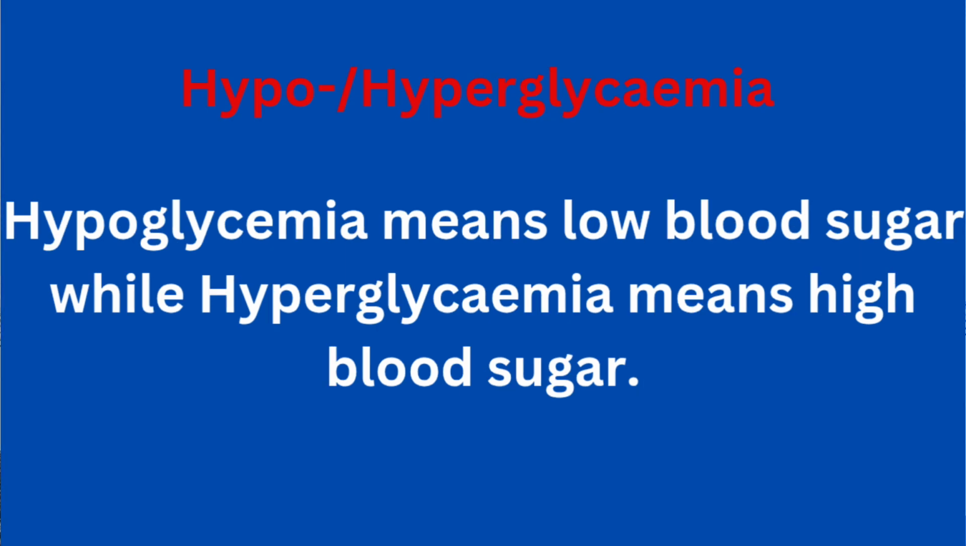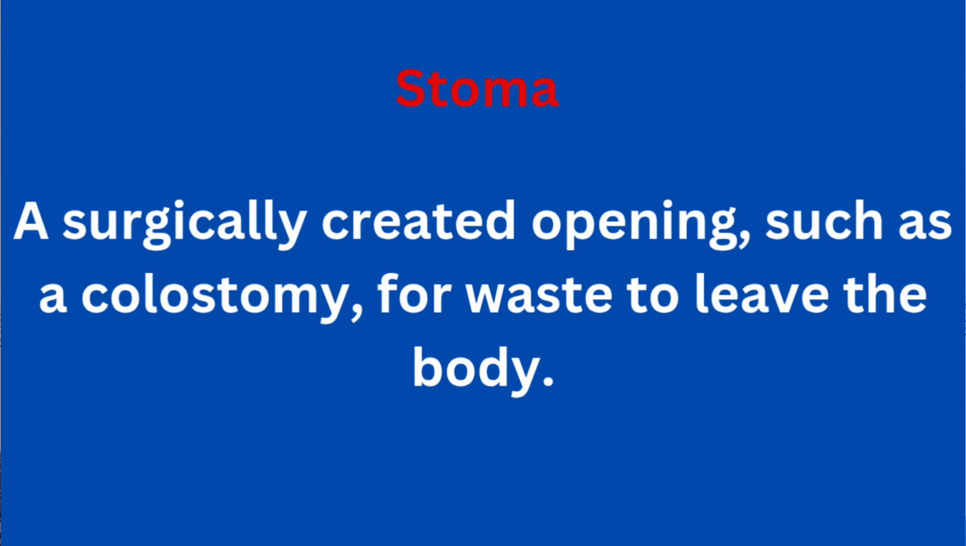The next word is hypo or hyperglycemia. Hypoglycemia means low blood sugar. For example, a patient with diabetes might become shaky and dizzy if their blood sugar drops too low. Hyperglycemia, on the other hand, means high blood sugar, often seen in diabetic patients when their glucose level isn't well controlled.